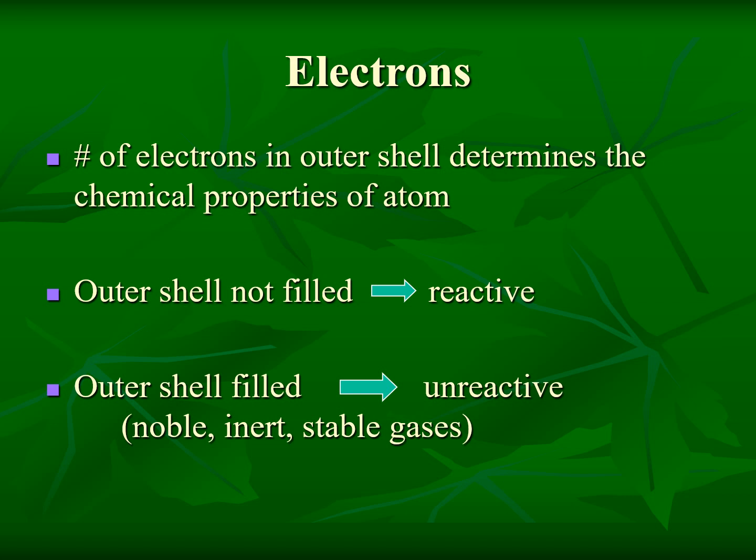If the outermost shell is filled, because each shell can have a maximum number of electrons, so that's designated, how many electrons can be held in each shell? If that outermost shell is filled to capacity, then that particular atom is going to be unreactive. It's filled. It's happy. Leave me alone. I'm full. Typically they're gases. We call them the noble gases, the inert gases, or the stable gases. It all means the same thing. It just depends on which book you use.